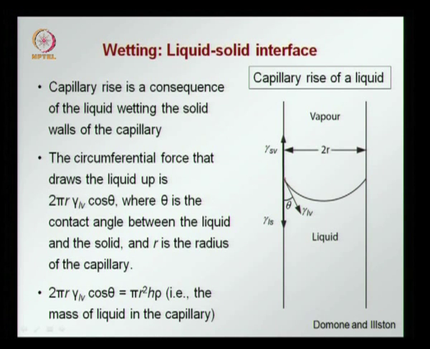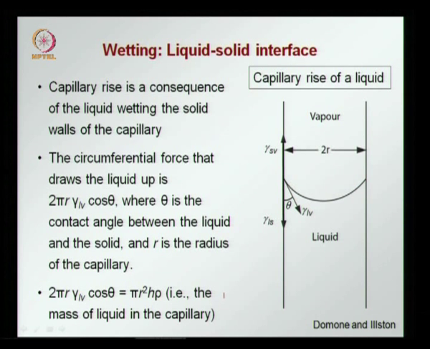Now here what causes the force due to capillary rise is the gamma LV, the liquid vapor interface surface tension, and this creates now a circumferential force around this capillary that pulls up this liquid, and this force is given by 2 pi r, which is the circumference of the capillary multiplied by gamma LV times cos theta, where theta is this angle that you see here.